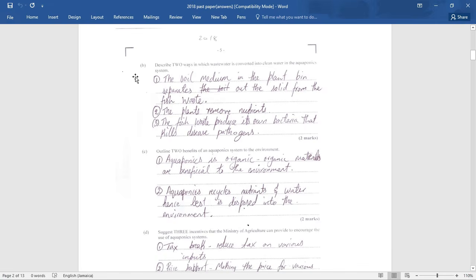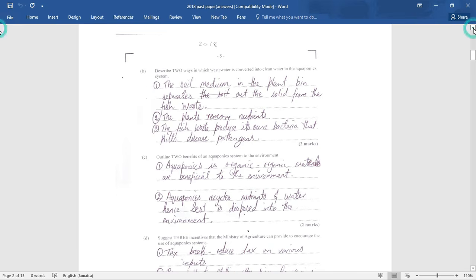Alright, so part B of the question goes, describe two ways in which wastewater is converted into clean water in the aquaponic system. So it asks for two ways. Number 1, the soil medium in the plant bin separates out the solid from the fish waste. They wouldn't refer to that as the biofilters. In the bin, the soil medium, they commonly would use gravel or sand.